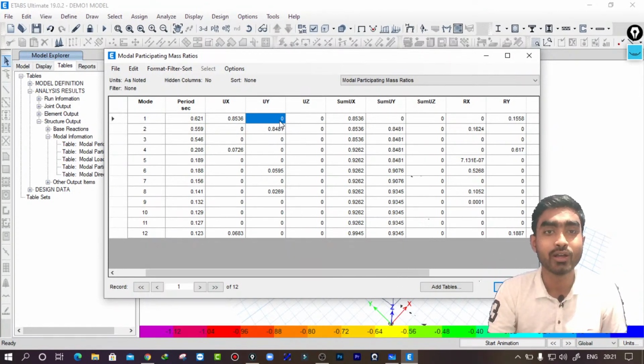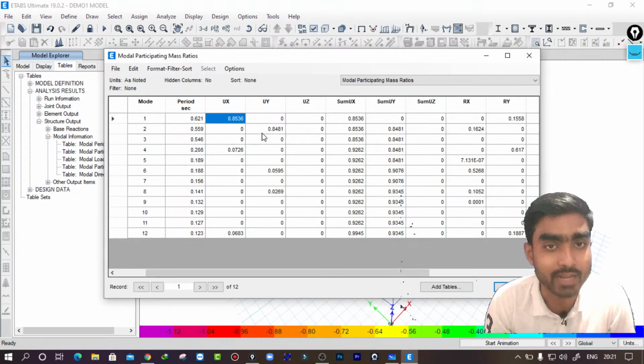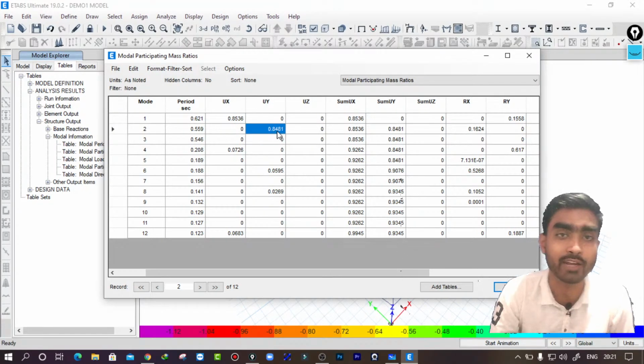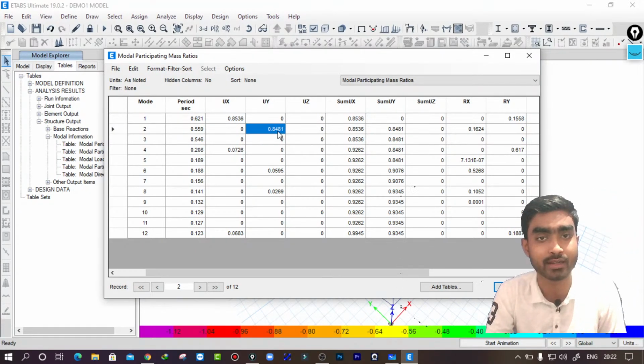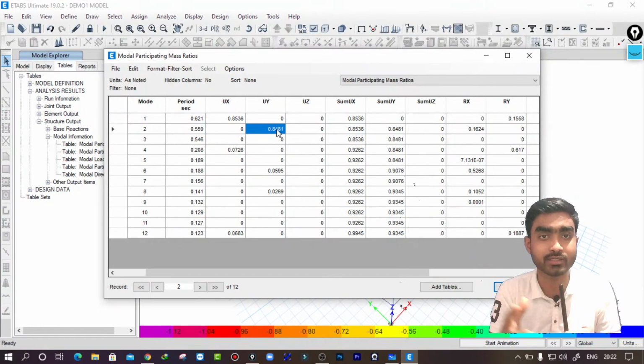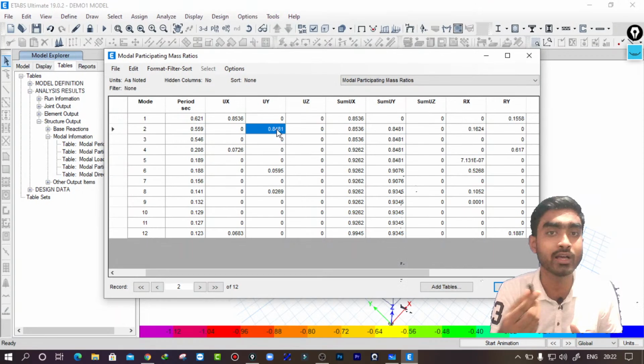So here we can understand that the first deformed shape we are getting is purely translational, because most of the mass is participating in this particular direction itself. And if you see the second mode, again we are getting nearly 85%, 0.848, right? So nearly 84%. So here also most of the mass is participating in the second mode. That means most of the deformed shape is going along the y direction, translating along the y direction.